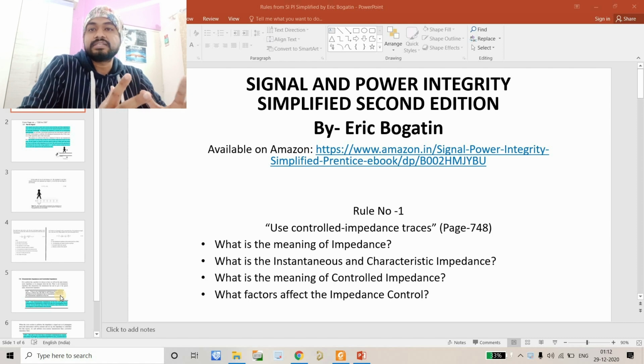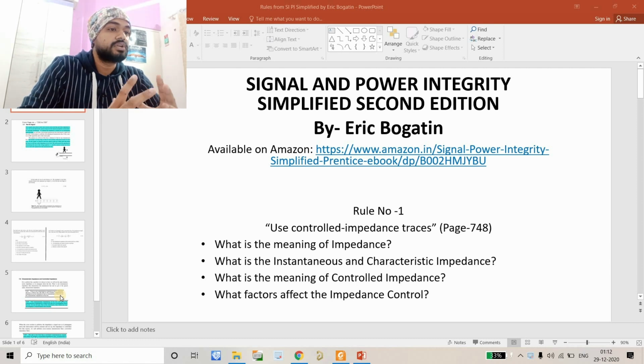So here we have started a series where we're going to cover all 200 design rules and rules of thumb given in the book Signal and Power Integrity Simplified by Eric Bogatin. If you want to purchase this book, it is available on Amazon, in both Kindle and hardcover editions. Today in this video we're going to discuss rule number 1, which is use controlled impedance traces.